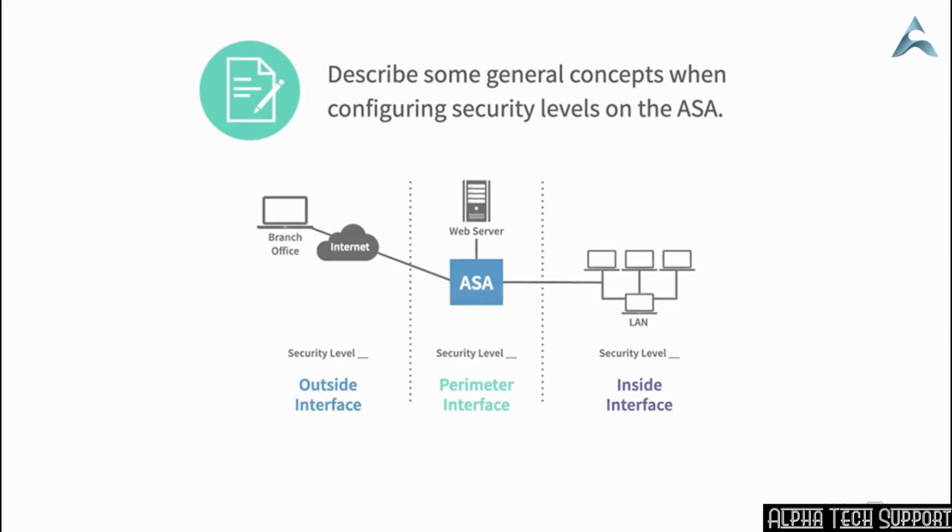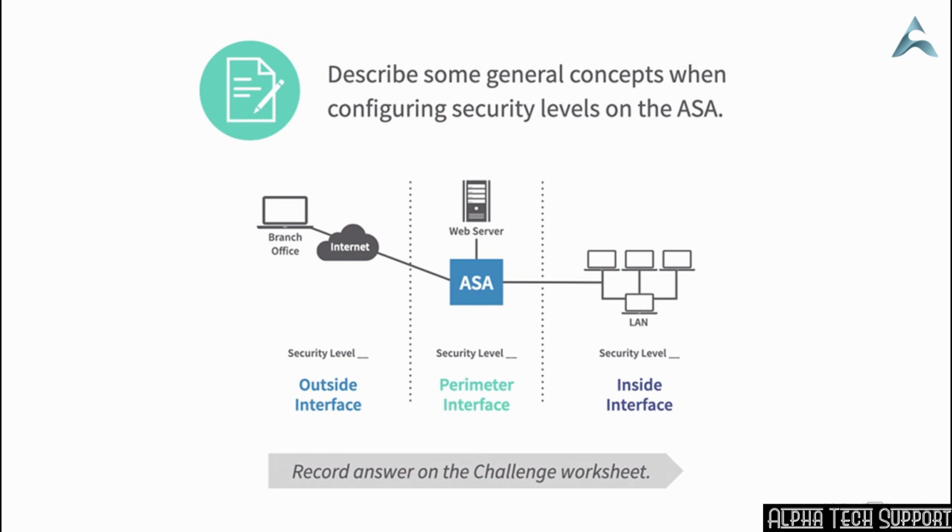The ASA security levels determine how traffic flows through the interfaces. The levels range from 0 to 100, with 100 as the most trusted. Imagine a standard network using a perimeter network. Describe some general concepts when configuring security levels on the ASA. You can record your answer on the challenge worksheet.